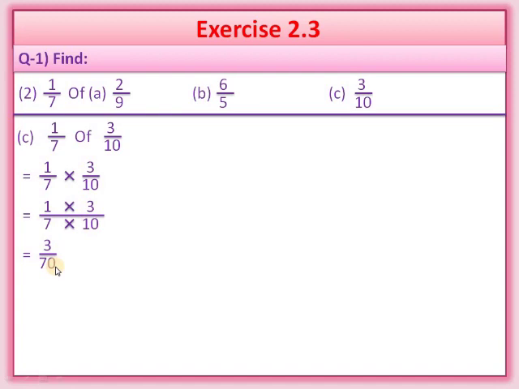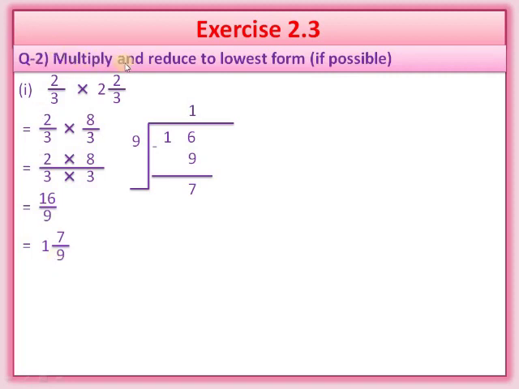So here I have completed question number 1. Now we will move on to question number 2. Multiply and reduce to lowest form if it is possible. Understood? So here, question number 1: 2 upon 3 multiplied by 2 integer 2 upon 3. So beta, here you can see this is a mixed fraction. Beta, if you are given a mixed fraction, first you need to convert it into a simple fraction. Understood what I am telling you?